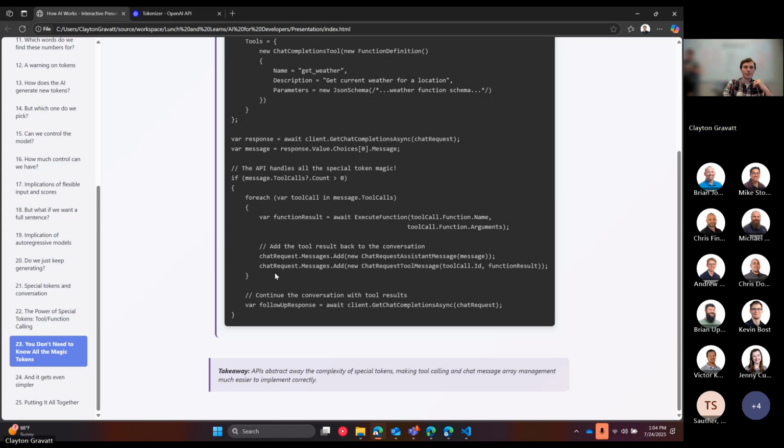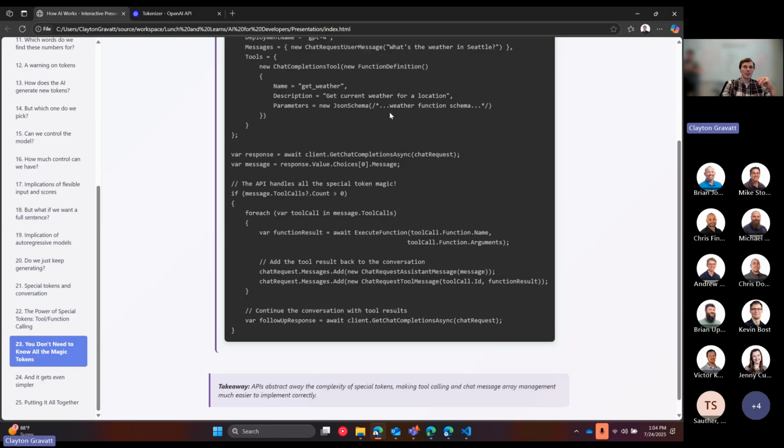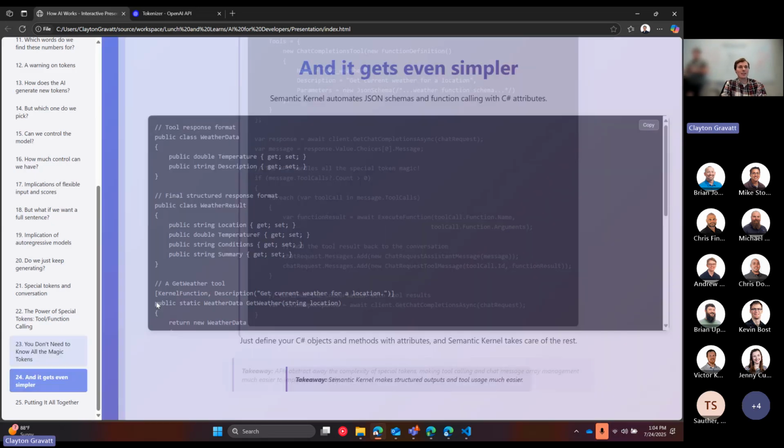And you still have to write the JSON schemas that are associated with these, if you want to use structured outputs or you want to describe how your tools require the inputs. So you still have to write the JSON and the if check to execute the C# code. Or do you? It's even simpler.